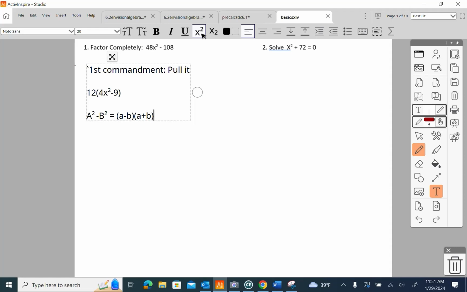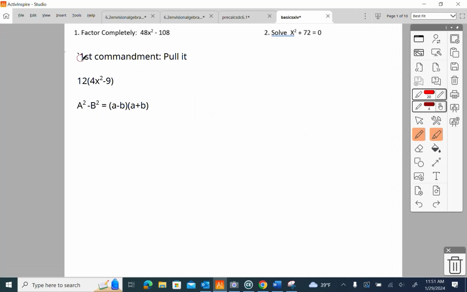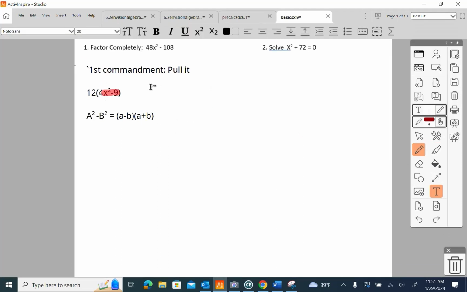So anyways, if I focus my attention on this, I know that a is 2, because 2 squared is going to be 2x, and b is 3. And I'm just going to plug into my pattern. I already have a 12. Now I've decided a is 2, so 2x minus 3, and then 2x plus 3, because I'm following the pattern right above here.